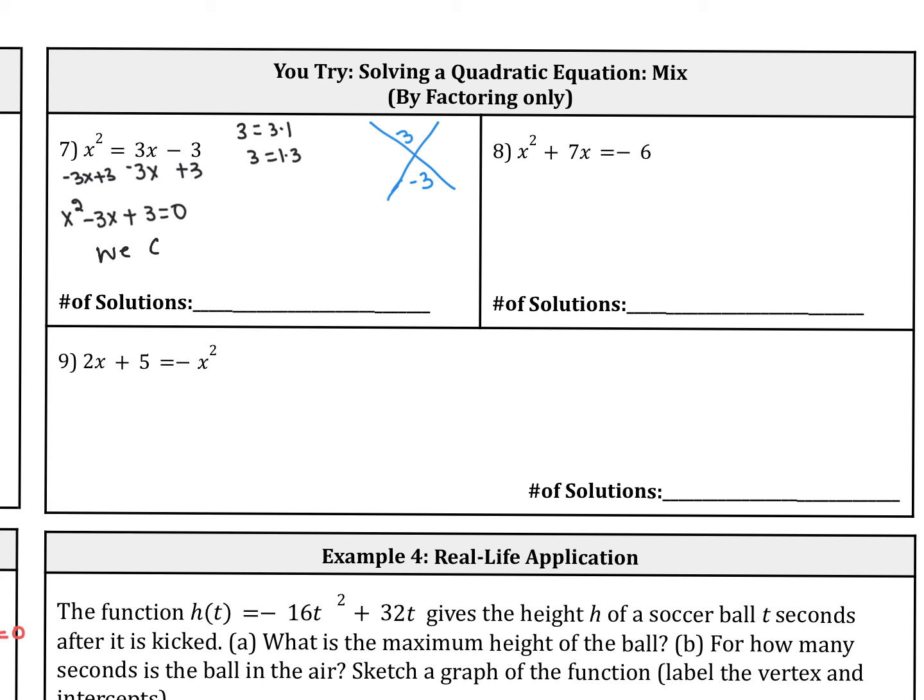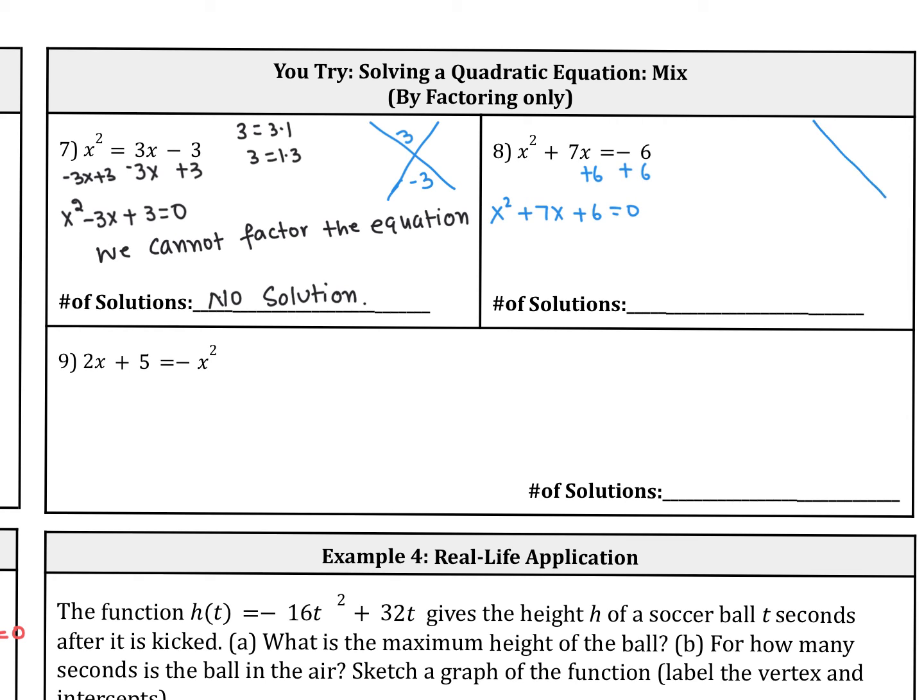So we cannot factor this equation. So it means that you're going to get no solution. So there is no solution for this problem. Next is number 8, where we're going to add 6 on both sides. So the equation becomes x squared plus 7x plus 6 equals 0.